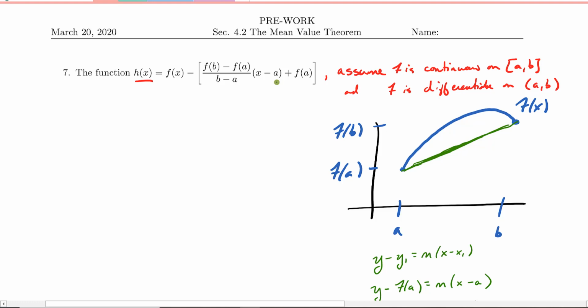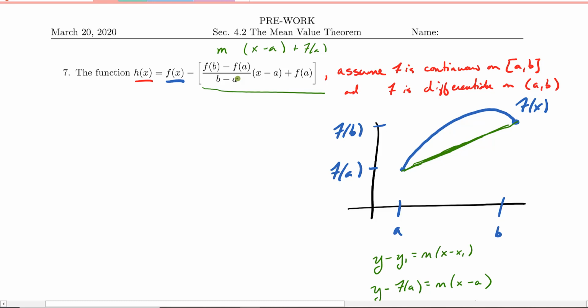Okay, so now that we've explored this a little bit, we know that the blue function is given by f of x, and then the green secant line is given by this expression right here. Okay, so just be careful here. This is just m times x minus a plus f of a, right, where that's just the slope of that secant line. It's a large-looking expression. Okay. But I still ask the question now, what is h of x?